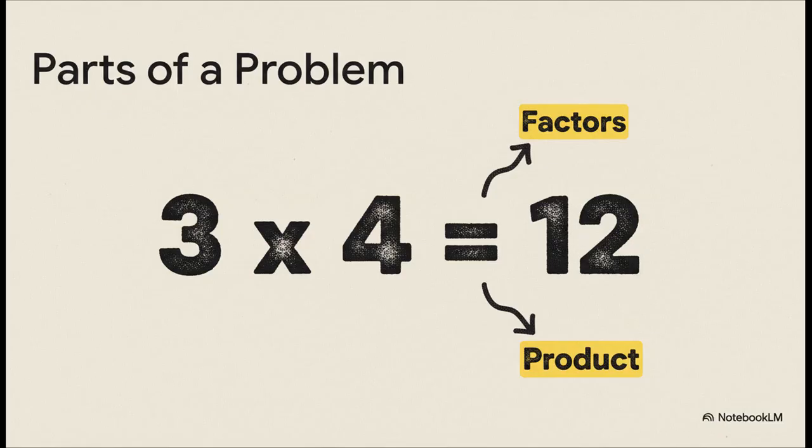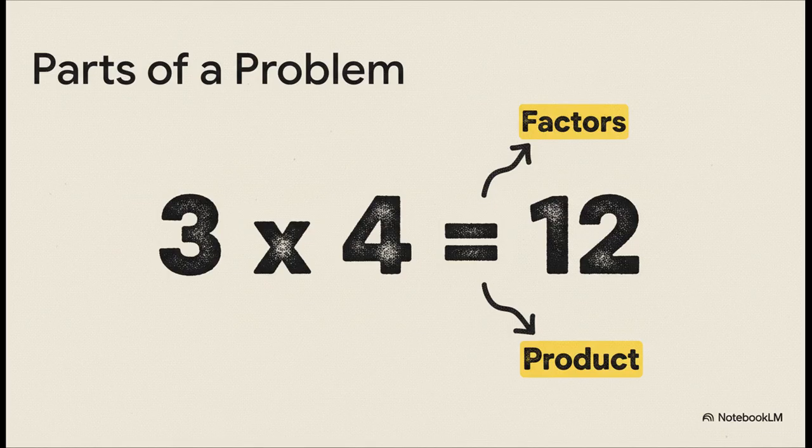Okay, quick vocabulary check so we're all on the same page. The numbers you're actually multiplying, in our cookie example, the 3 and the 4, we call those the factors, and the answer you end up with, that's the product. So factors are the ingredients, and the product is the final result.